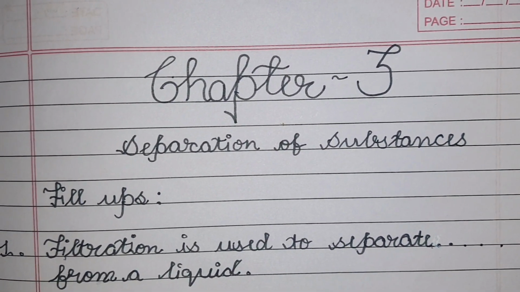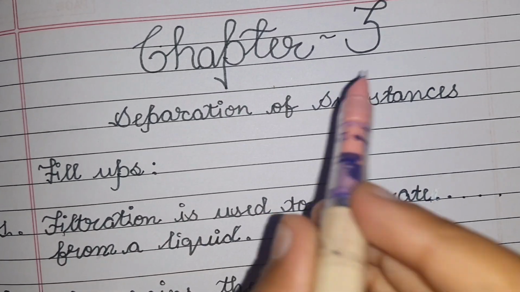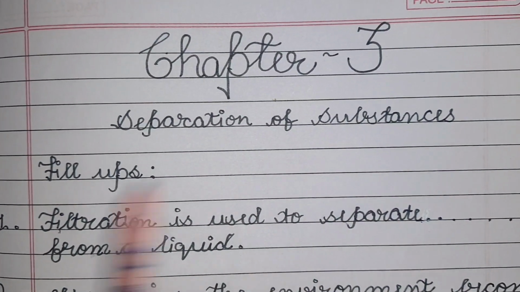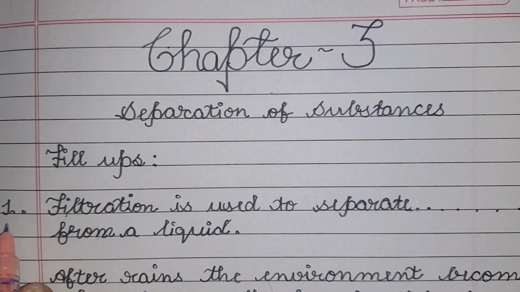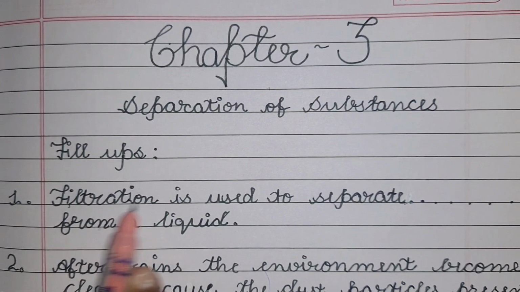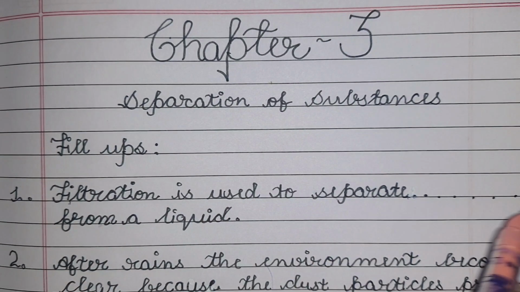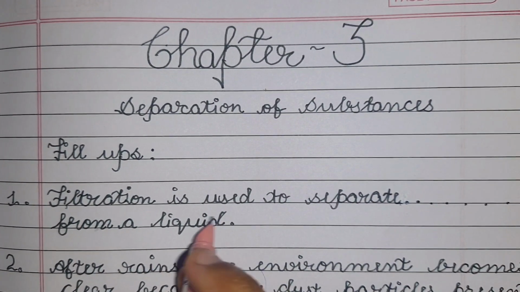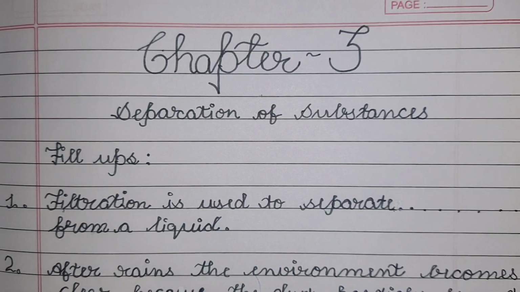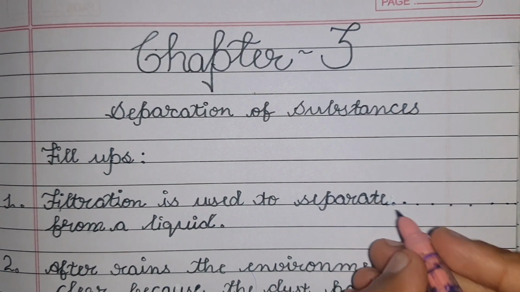So today I am here with Class 6 Science Chapter 3, Separation of Substances, MCQs. So our first one is, filtration is used to separate dash from a liquid. Its answer is solid impurities.